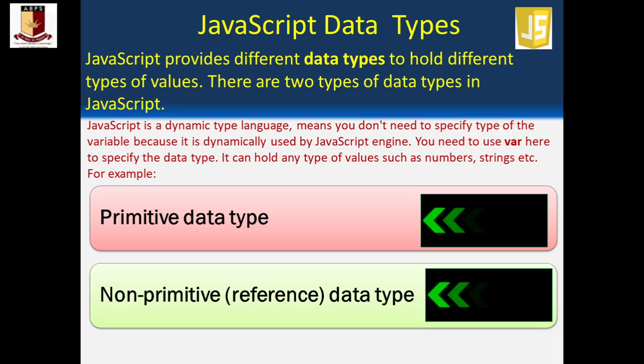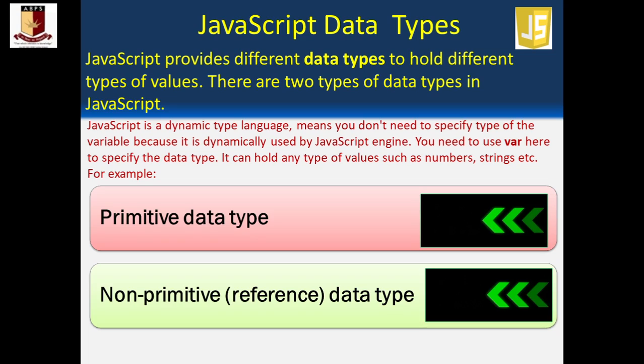Suppose a variable is holding numbers, so that variable will become number type. If it holds some string or text, then it will become string type. So dynamically the JavaScript engine will decide what type a particular variable is. Mainly these are the two types of data types: primitive data types and non-primitive. Different types of data types are available in primitive, and some reference or object type data types are available in non-primitive. So first let's learn primitive data types.